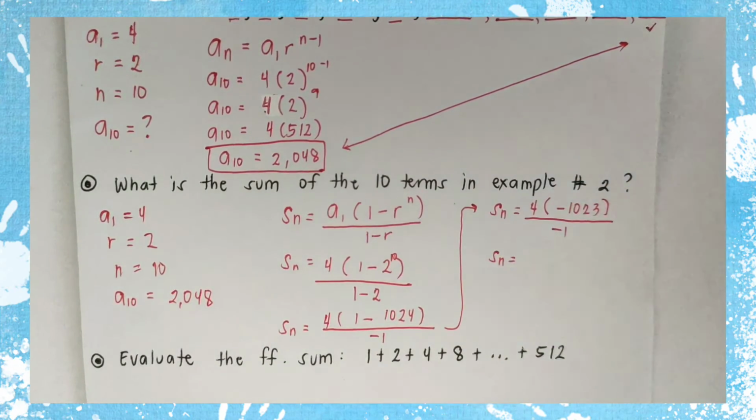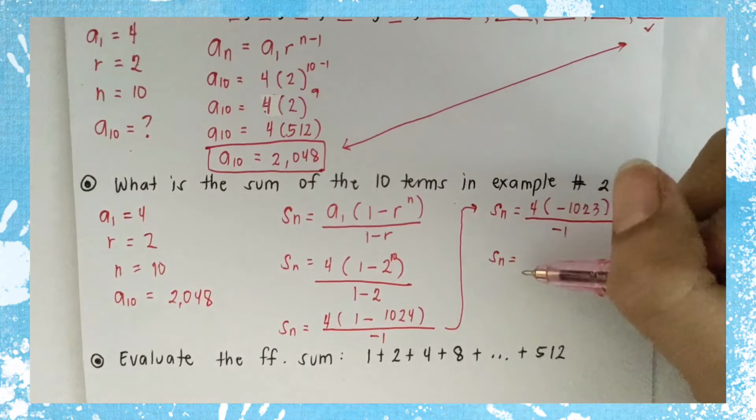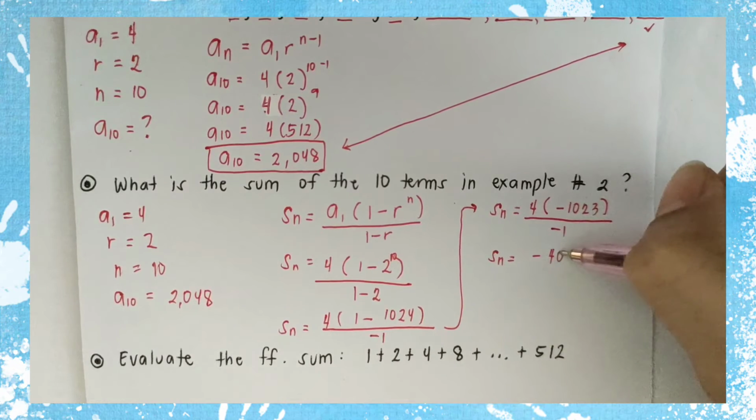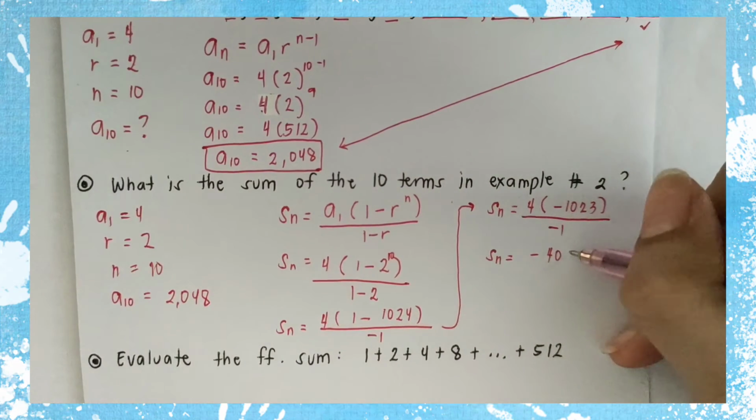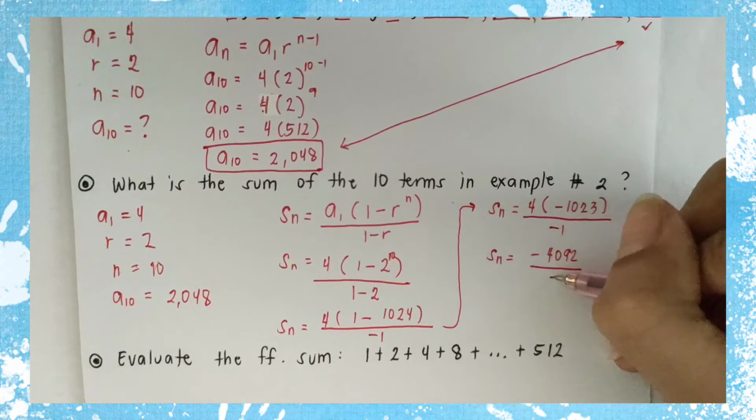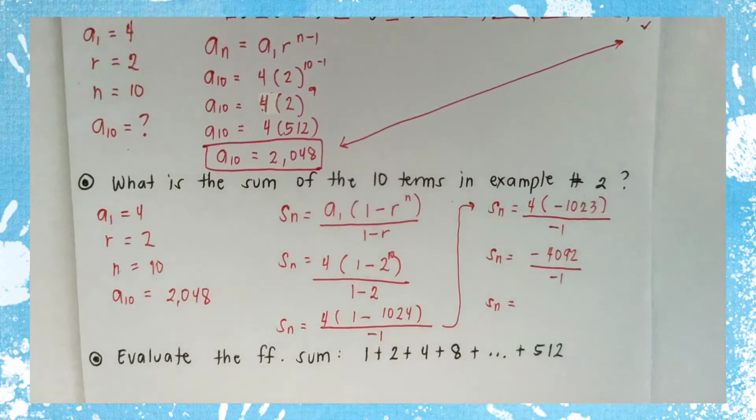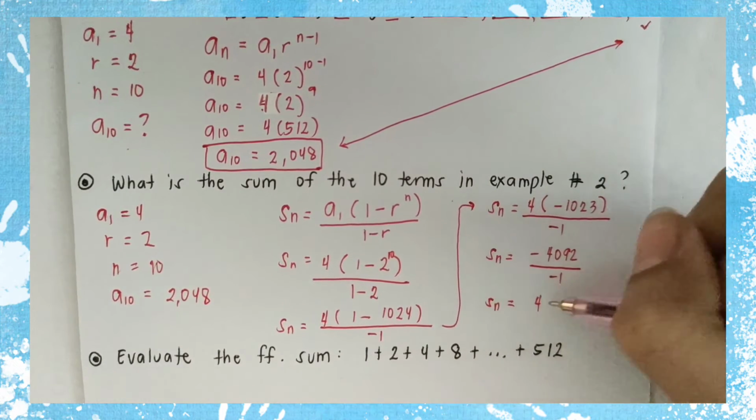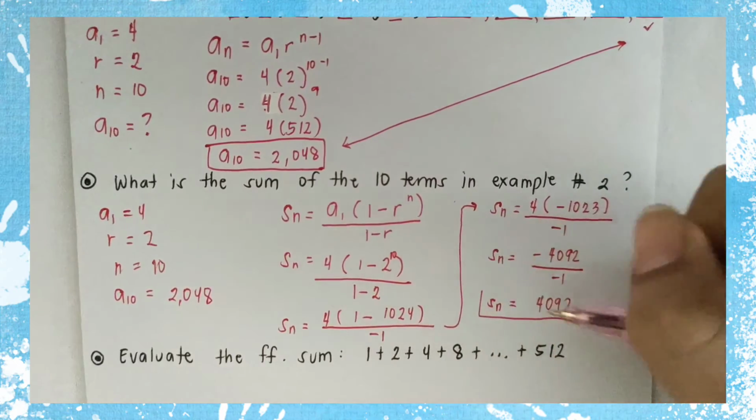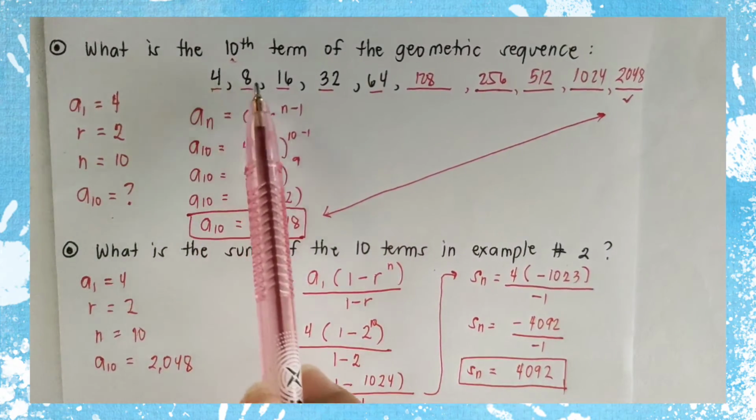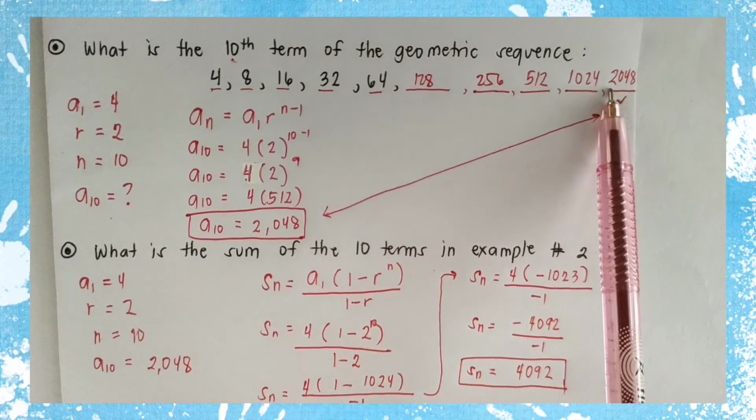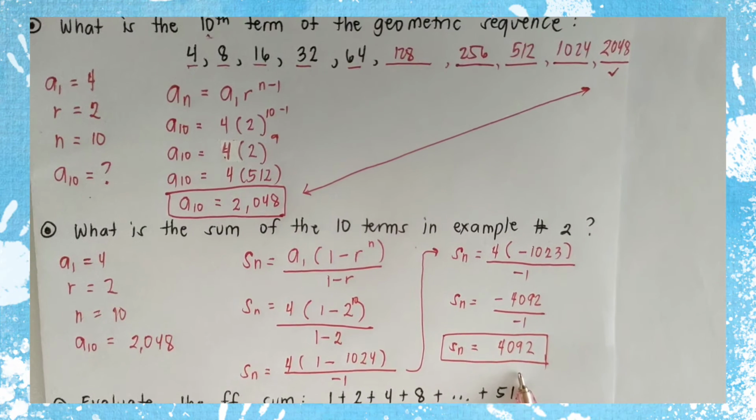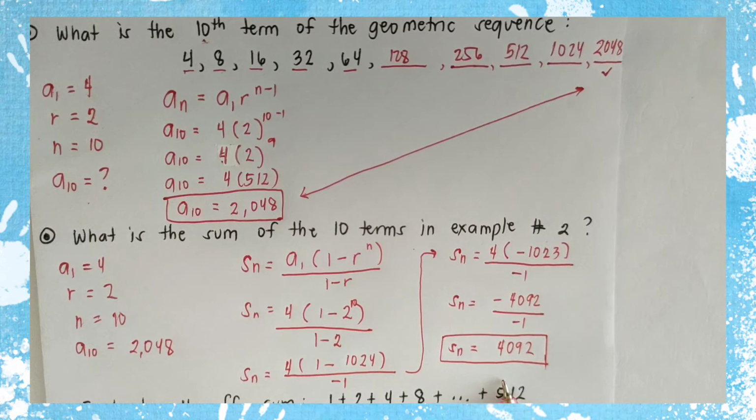Next, S sub n is equal to 4 times negative 1023 is negative 4092, divided by negative 1. Then simplify. S sub n is equal to positive 4092. Meaning to say, class, when we added 4, 8, 16, 32, 64, 128, 256, 512, 1024, and 2048, the answer will be 4092. That is the sum of the terms.